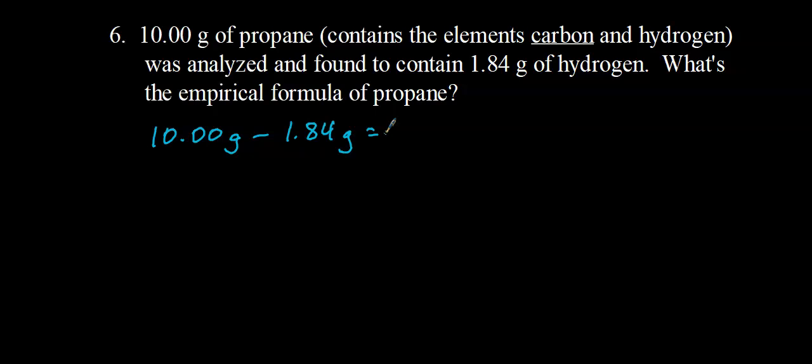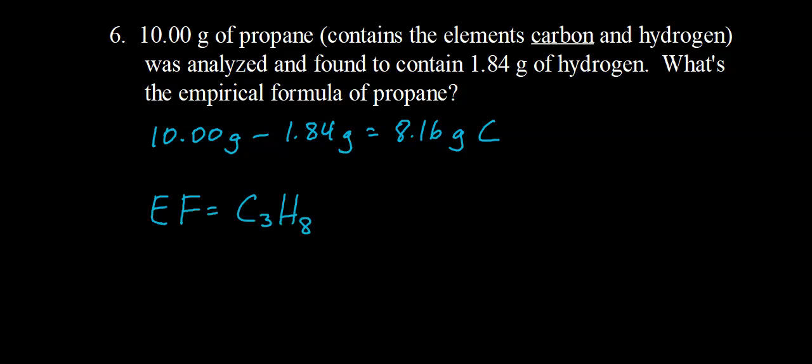So we'll subtract the mass of hydrogen from the mass of the whole compound, and that will give us the mass of just carbon. Go ahead and do that. Now that we know the mass of each element in that compound, we can take those and convert them into moles. Find a ratio, get the empirical formula. Go ahead and pause the video and finish this problem.